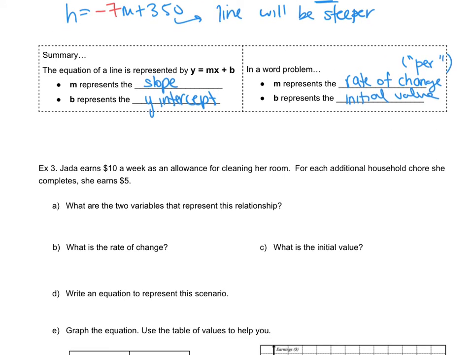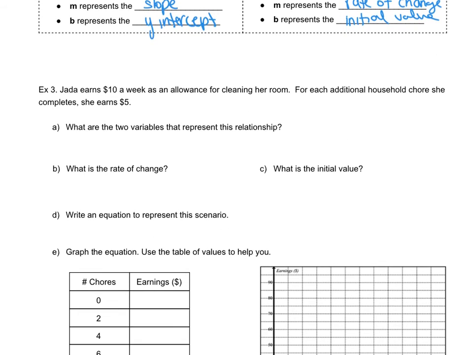Okay, let's try another full example, but this time we're actually going to try to get our equation first before we get the visual, to find those key words that help us pull out the slope and the y-intercept. Jada earns $10 a week as an allowance for cleaning her room. For each additional household chore she completes, she earns $5. So, what are the two variables? Well, we are dealing with her allowance or her earnings and the number of chores she does, because the more chores she does, the more she gets in that week.